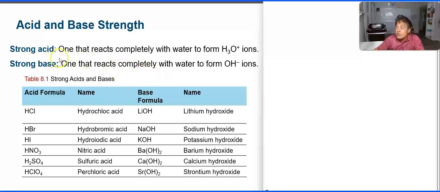So which are the strong acids that get 100% dissociation? Those are the strong acid and strong base. If the base 100% dissociates, that's a strong base. If the acid 100% dissociates in water, that is a strong acid.